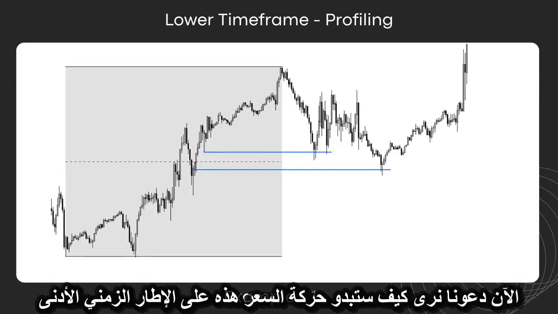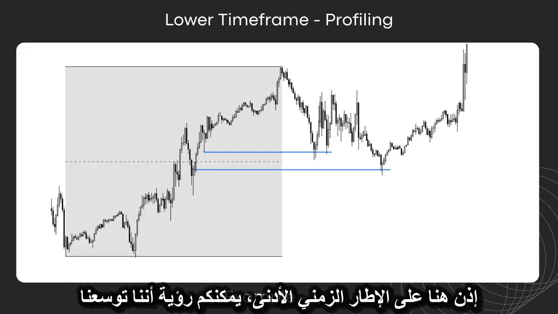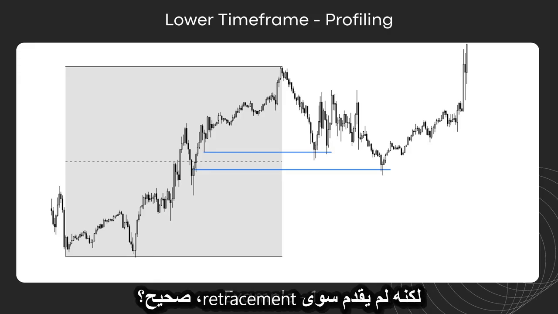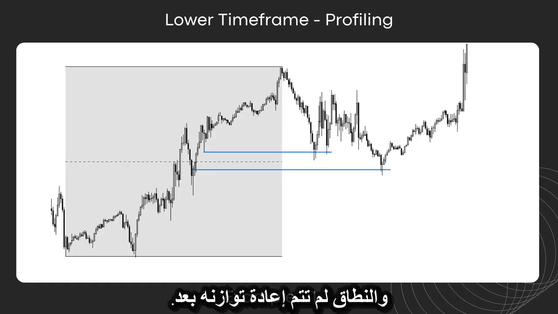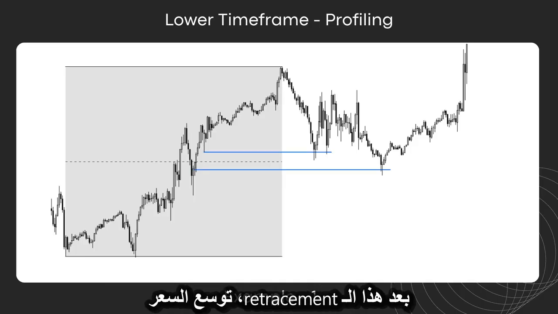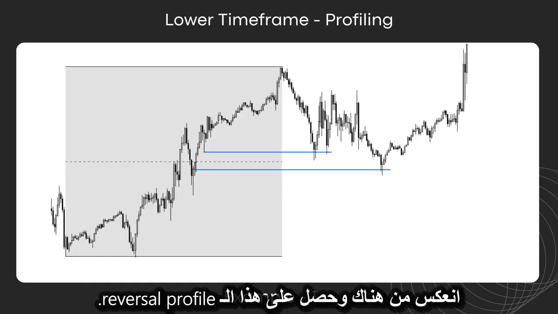Now let's look at how this price action would look on the lower time frame from a market profiles perspective, right? So right here on the lower time frame, you can see that we expanded lower to the premium key level here, but it only offered a retracement, right? Because it was only a premium key level and the range has not yet been rebalanced. So that's why you can see that after this retracement, price then expanded lower again towards this discount key level, and once it tested this discount key level, it then reversed from there and had this reversal profile.